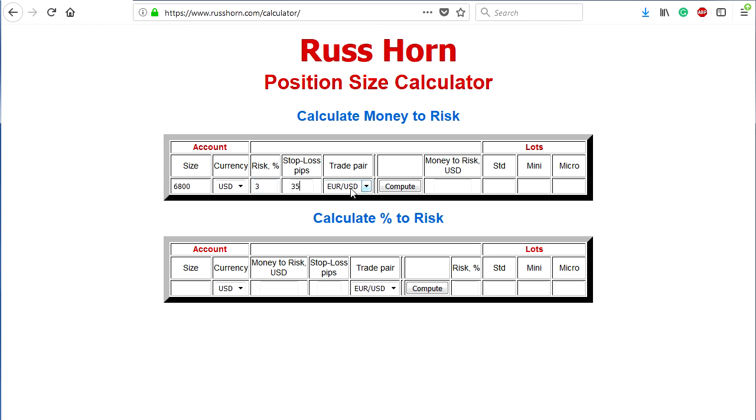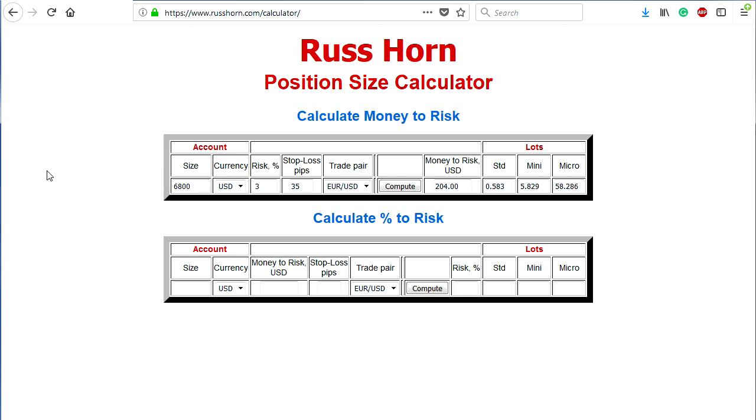I'm trading the Euro USD pair, so I'll hit compute, and it tells me how much money I'm going to end up risking on that trade and the trade size. Under the STD, that's the standard lot size, I'm going to, in my platform, put 0.58 or 0.583. That is the lot size that I'm going to place in order to risk 3% of a $6,800 account with a stop loss being 35 pips.